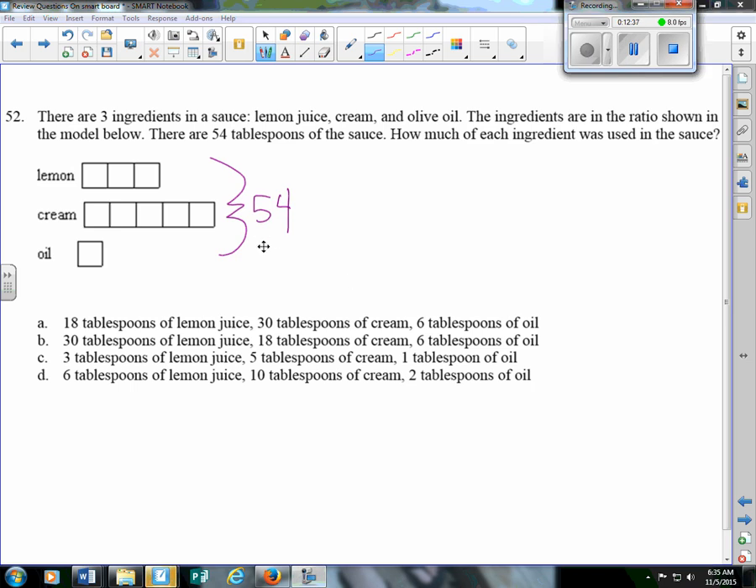So I wrote down the 54, and I know that there are 9 blocks. That means that each one of these blocks is worth 6. So we have 18 for lemon, 1, 2, 3, 4, 5. That's going to be 30 for cream total. I shouldn't put it in that block. It's going to be 30, 18, and 6 for oil. And then we look, we got 18 tablespoons of lemon juice, 30 tablespoons of cream, 6. So A is going to be the correct answer.